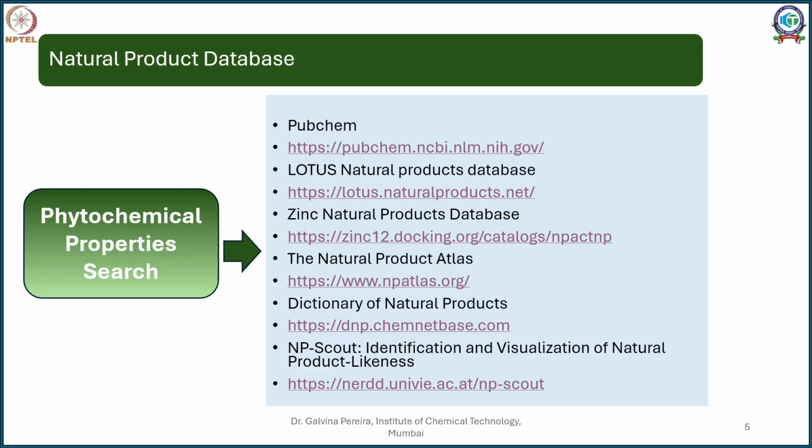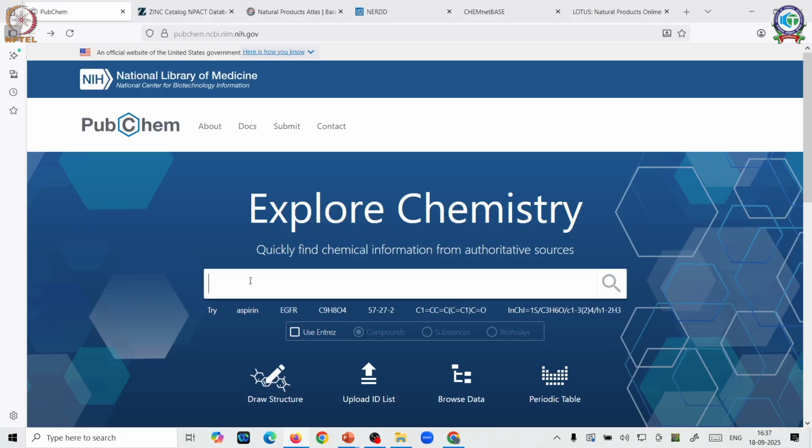When you search the PubChem database, you will land on a page like this, which is run by the National Library of Medicine. You will find a search, that is, an explore chemistry based search, and here you can put in your queries either as a name or a structure or even a molecular formula, or even the 2D format, which we call SMILES notation, or even an InChI number.